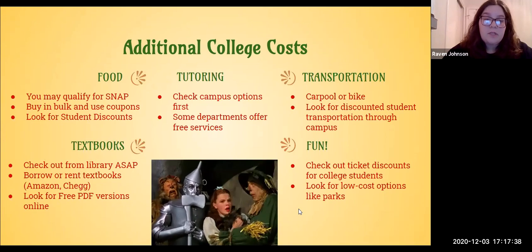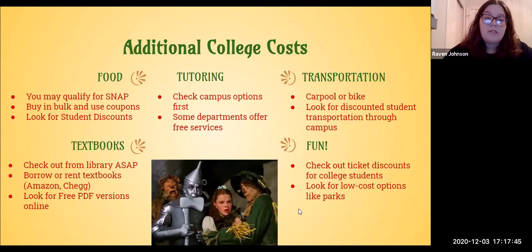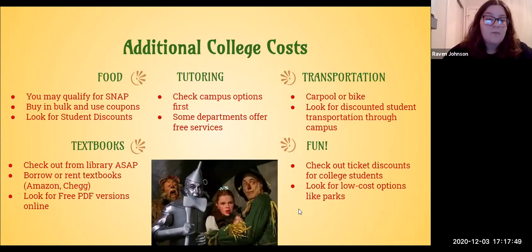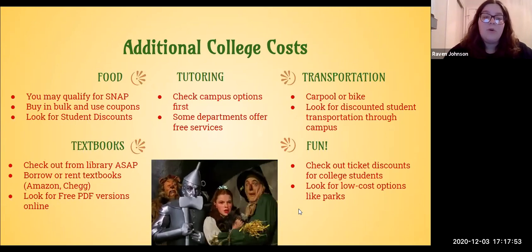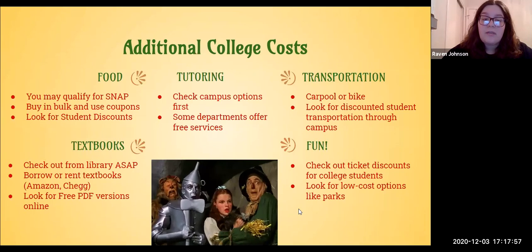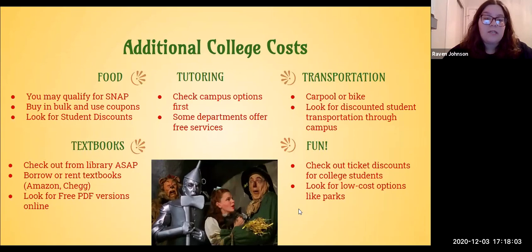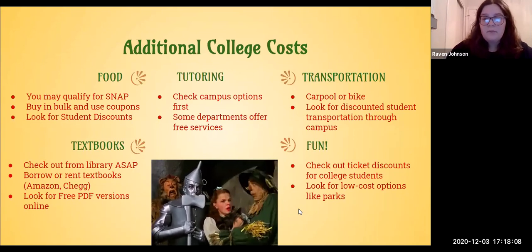In terms of textbooks, make sure to check out the library first. A lot of the libraries will now keep student textbooks available on each campus. You can also borrow or rent your textbooks. A few options are Amazon or Chegg. And then also look for the PDF versions of the textbook first, because those can be much cheaper compared to a hardback textbook from the textbook store.